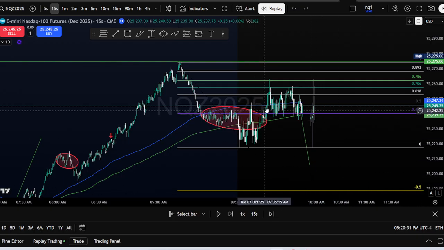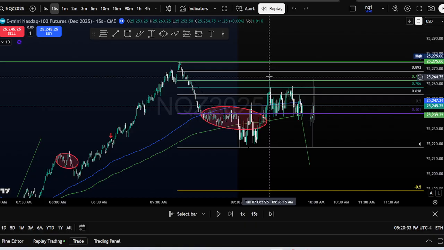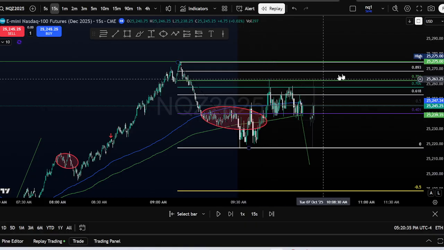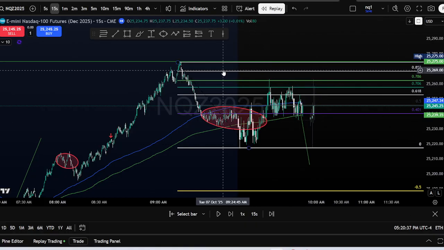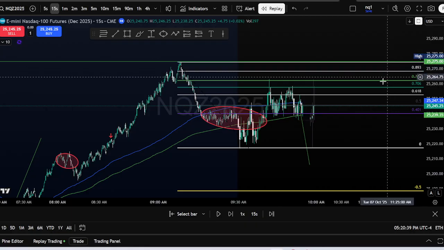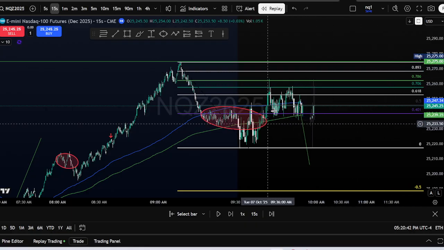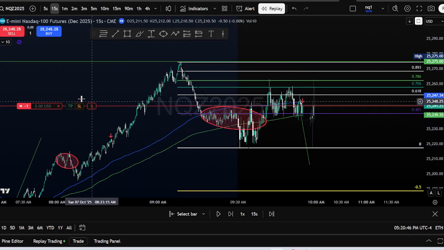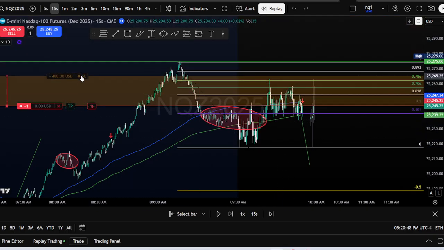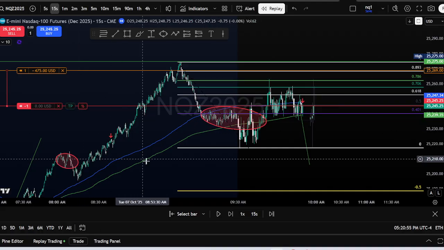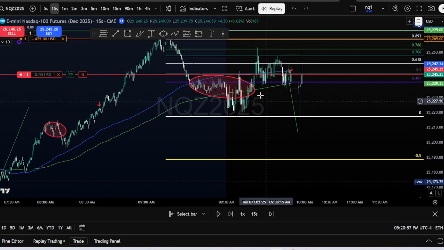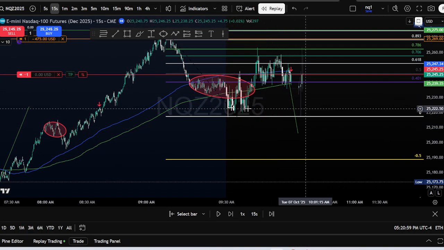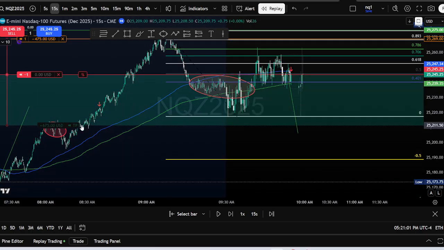Okay, on this one, I'm really thinking that this is the Judas. We rejected right at the 786 of this little range that we have going on. So I would take a short position right here. Stop loss just above, put it right above the 893. Take profit on this one, we'll go to 2 to 1.